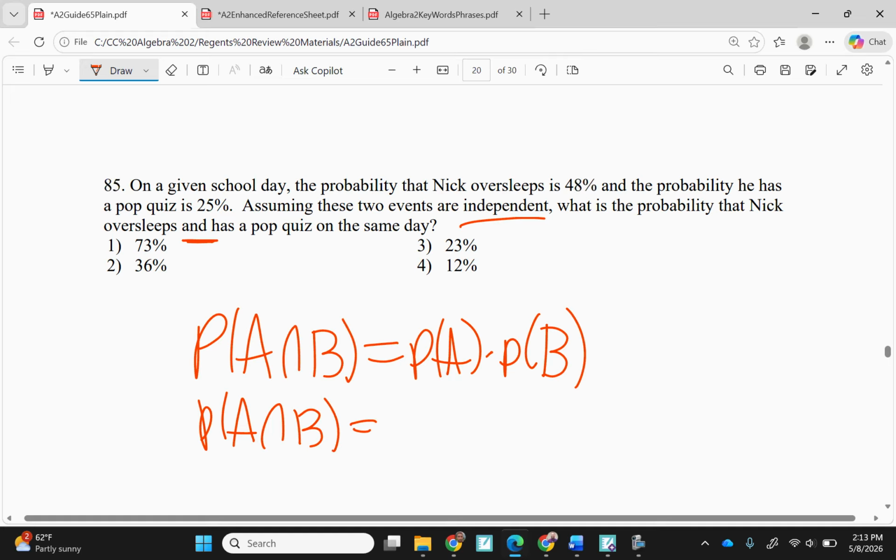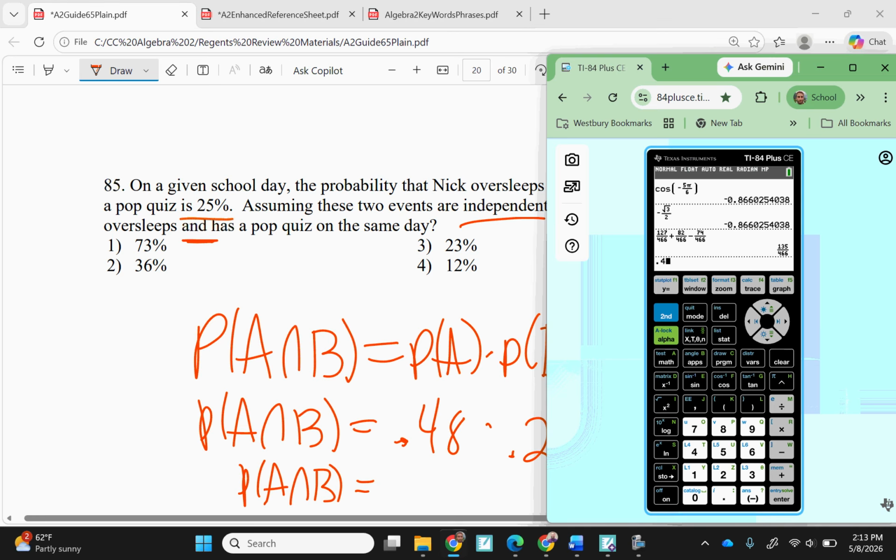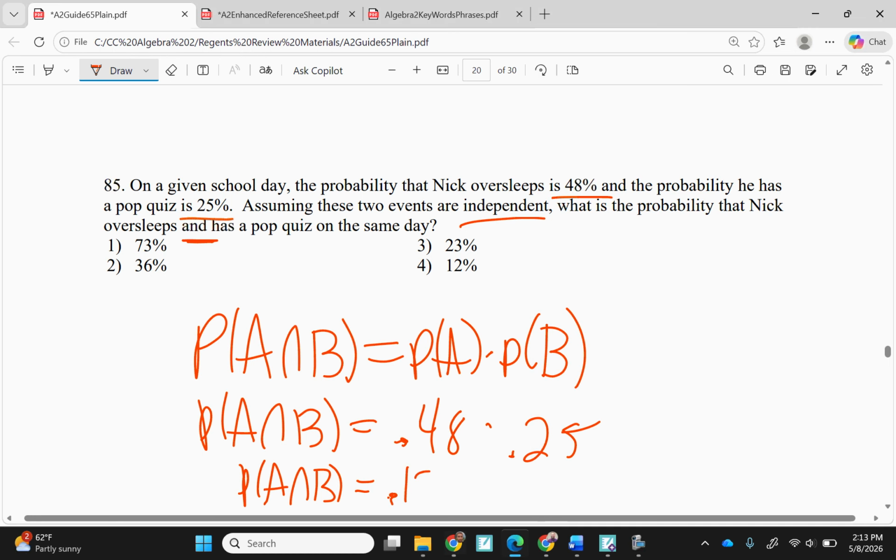P of A, the first event, is 48%. Always make your percents into decimals. Times P of B is 25%. That's 0.25. So P of A and B equals 0.48 times 0.25. 0.48 times 0.25 is 0.12. As a percent, because the answers are in percents, 12%.